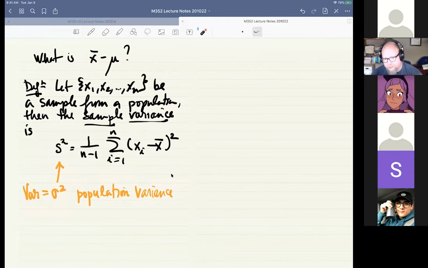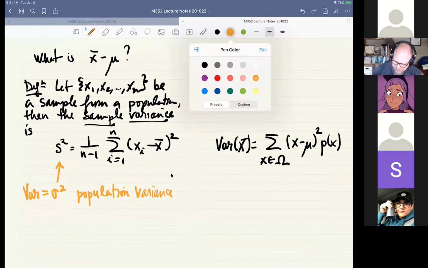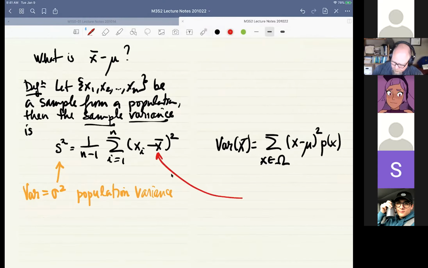And when we calculate a sample variance, it's very much like the formula for variance. So let's see, the formula for variance was the sum over the x's in our sample space of x minus mu squared times probability of x. So you can see one of the differences is, because we're working with samples and we don't have access to the population mean, we only have our sample mean. So we use the sample mean in the formula for variance.